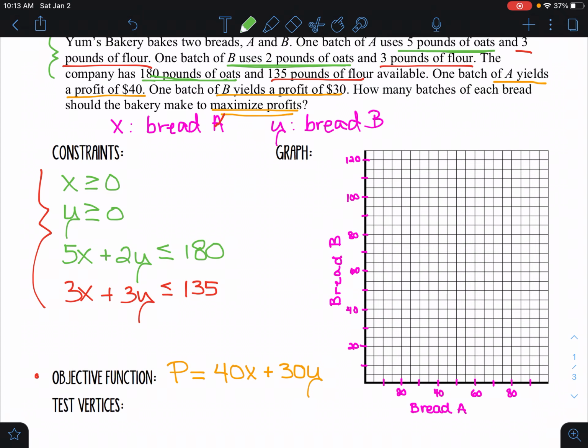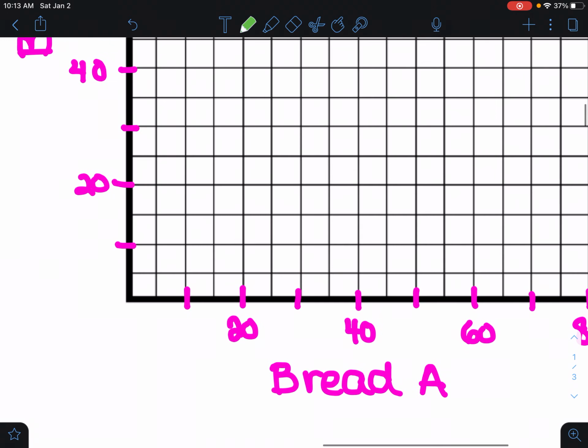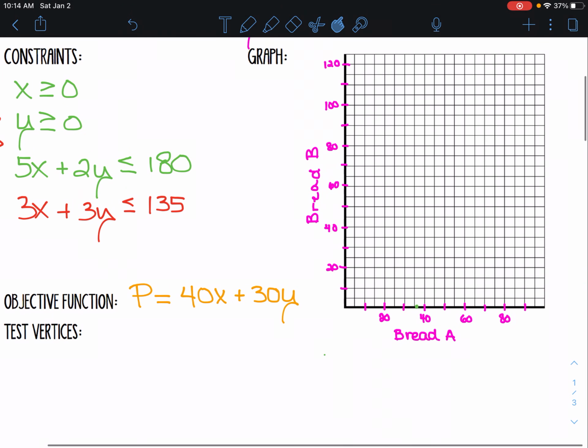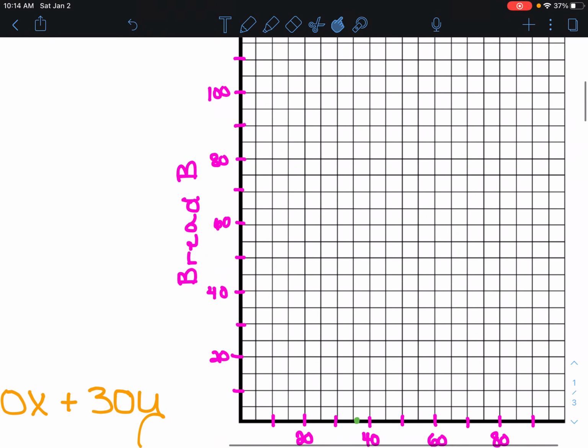And so again, cover-up method, if I do 180 divided by 5, I get 36. And so on the x-axis, I want to graph 36. Now this is going to be a little bit tricky. 35 is right here. So I want to be just a tad past that. Okay. And then if I do 180 divided by 2, I get 90. So that one is going to be a little easier.